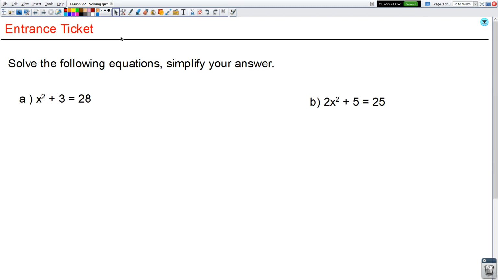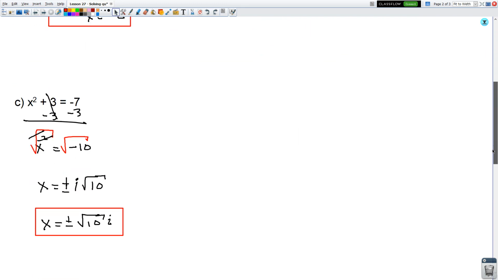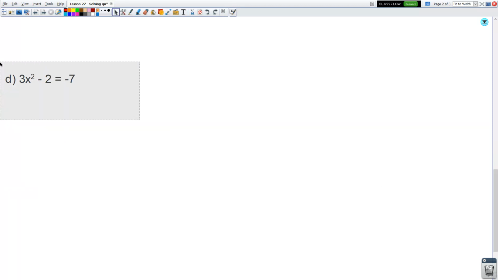So here's your entrance ticket. Solve the following equations and simplify your answers when possible. My mistake, I feel like I skipped one example here. Yes, we skipped example D. All right, so we're not done yet. So let's see, example D here. So let's take a look into this.